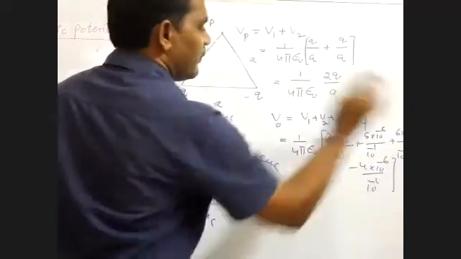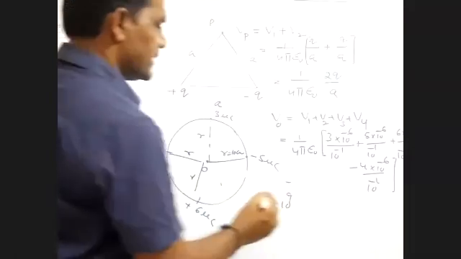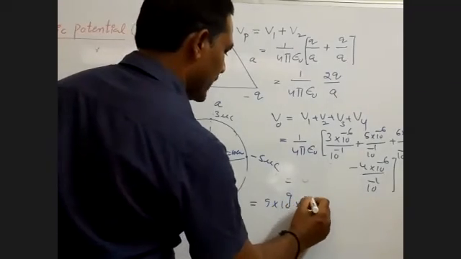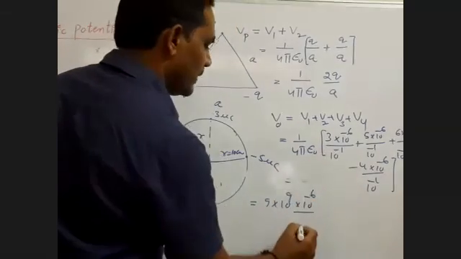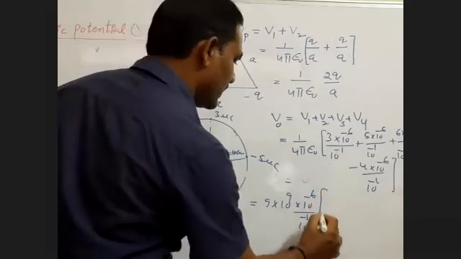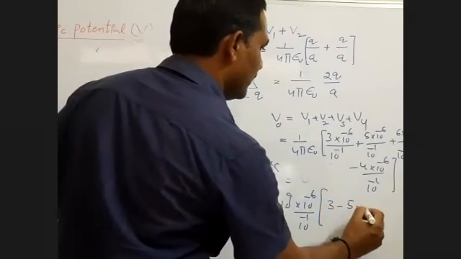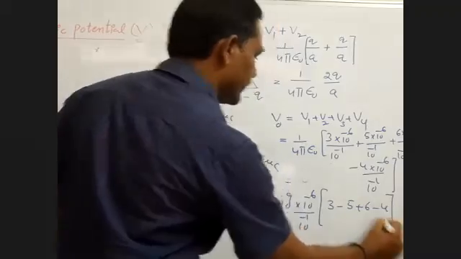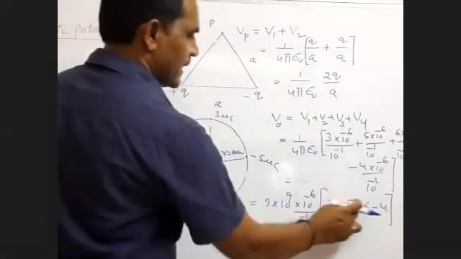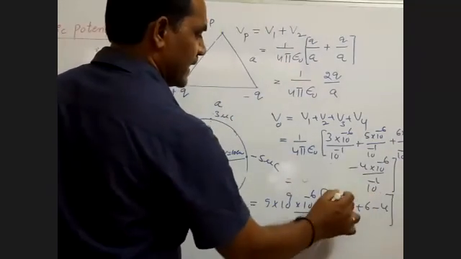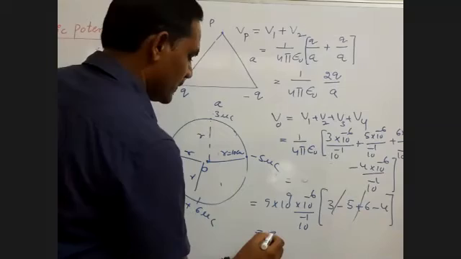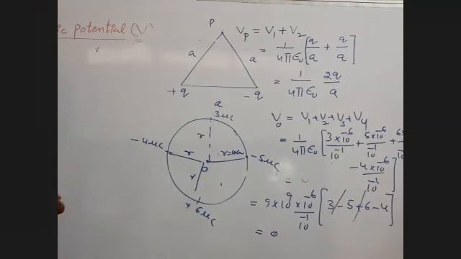In all the fractions, 10 power minus 6 is common, so write 10 power minus 6 common. In the denominator, 10 power minus 1 is also common. Take that out. Here we have 3 minus 5 plus 6 minus 4. 6 plus 3 is 9, and 9 minus 9 cancels. Equal to 0. Common sense you can apply here.